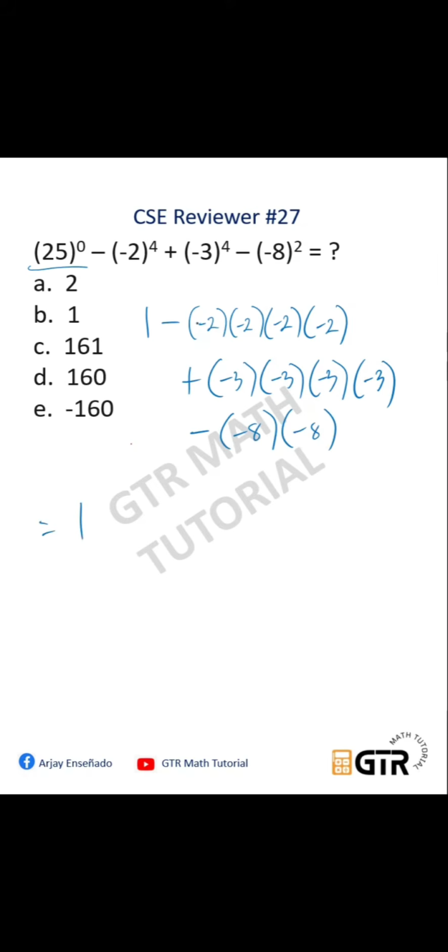Count the number of negative signs. So we have 1, 2, 3, 4, 5. So 5 negative signs. So that means that is negative. So 2 times 2 times 2 times 2, that is equal to 16.